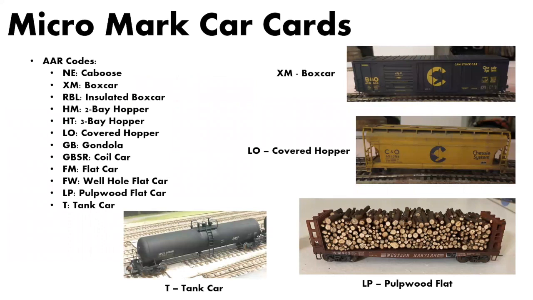This is a list just for reference. You can get this online, but this is a graphical example of some of the codes I use. These are the AAR codes, and they are in the upper right-hand corner of every one of my car cards.